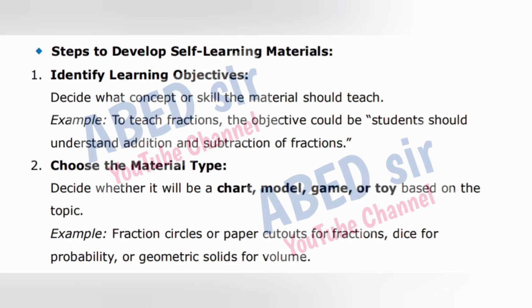2. Choose the material type. Decide whether it will be a chart, model, game, or toy based on the topic. Example, fraction circles or paper cutouts for fractions, dice for probability, or geometric solids for volume.